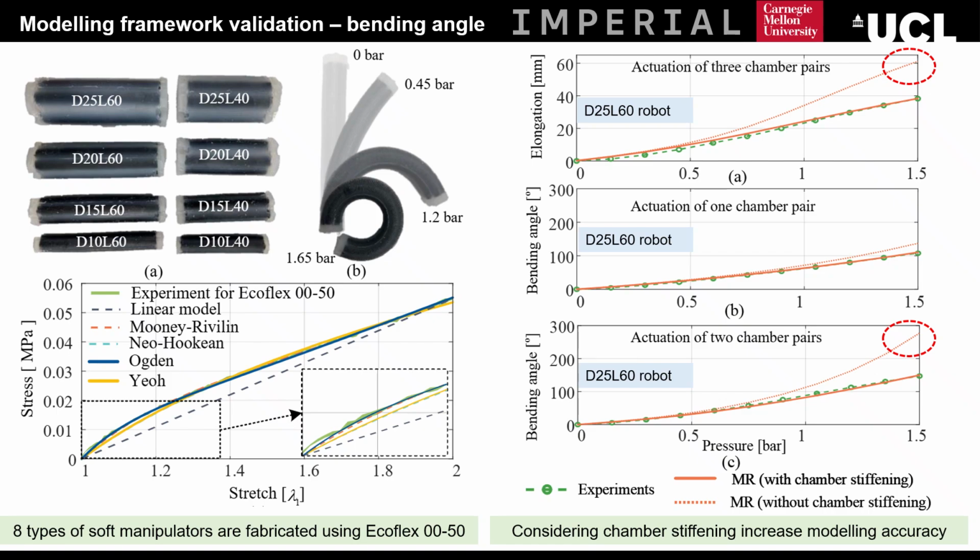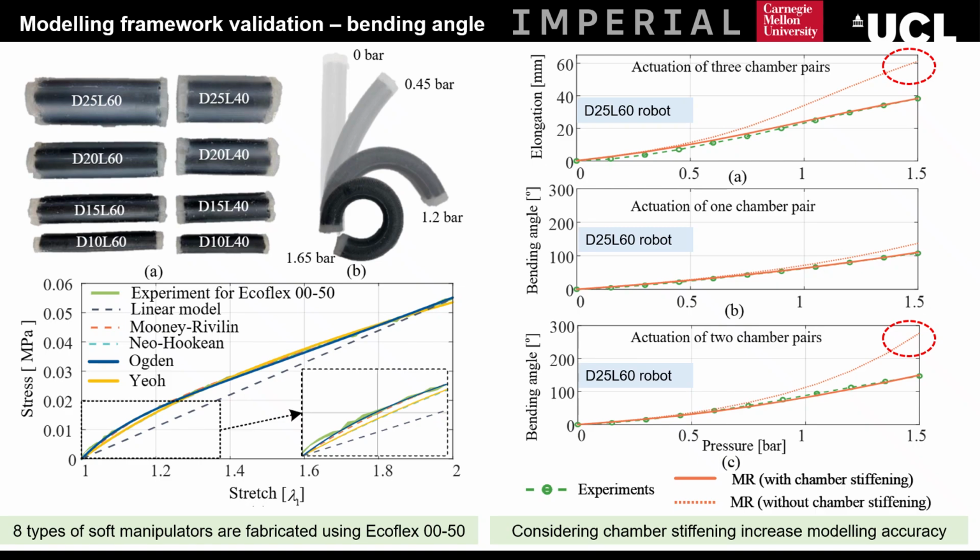Specifically, robot diameters are between 10 mm and 25 mm, with two lengths of 40 mm and 60 mm. The robot is fabricated using EcoFlex 50, and the stress stretch curve is reported. Results of bending angle prediction for a robot with 25 mm diameter, 60 mm length are reported on the right-hand side.